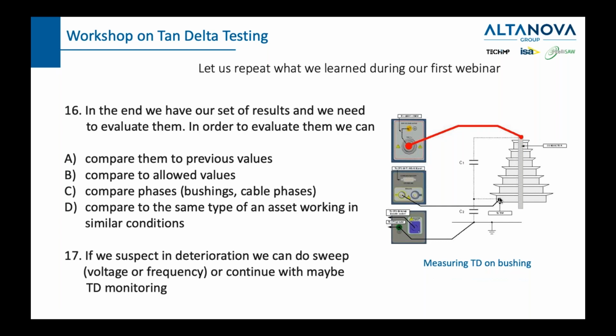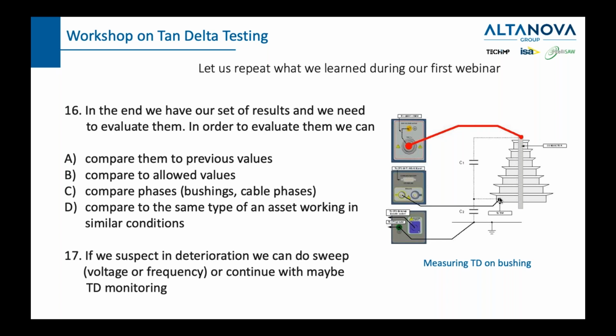In the end, we will have our set of results, and we need to evaluate them. Do we have good results? So we can do a comparison to the previous values, or we can compare them to the allowed values. Allowed values, by that I mean the table, or we can compare them between themselves. If we have bushings, they all should have more or less very similar values. If we test the cable, the phases should all have very similar values. Or we can compare these values to an asset working in similar conditions and having a similar structure. So these are the ways how we can evaluate if the results are okay.